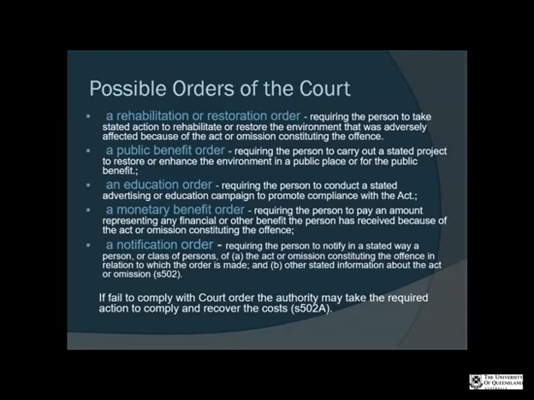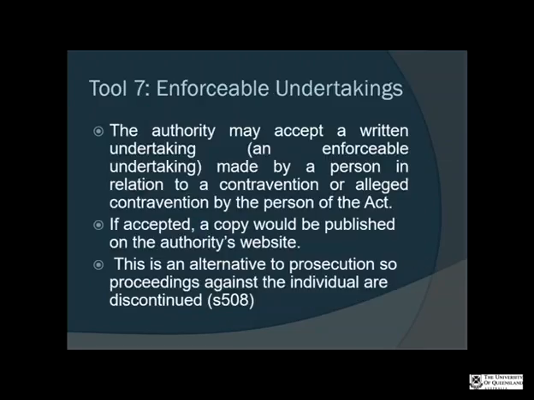But what are they avoiding by doing this? They're avoiding having a prosecution awarded against them and getting a black mark on their name in terms of their environmental performance. So the authority has a discretion whether or not they accept them, but it's an alternative to prosecution. And if the authority accepts an enforceable undertaking, they then can't proceed to prosecution. So they have to then discontinue any prosecution that they have against the individual if they accept the written undertaking.